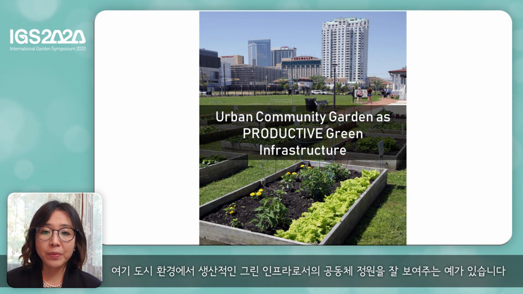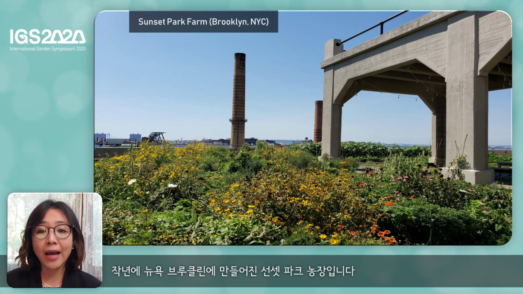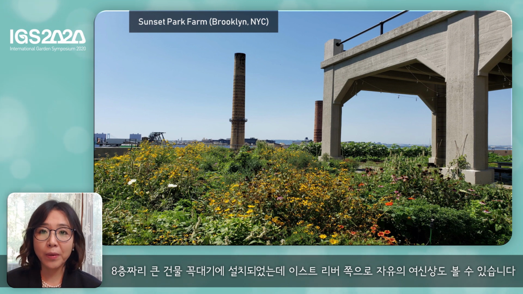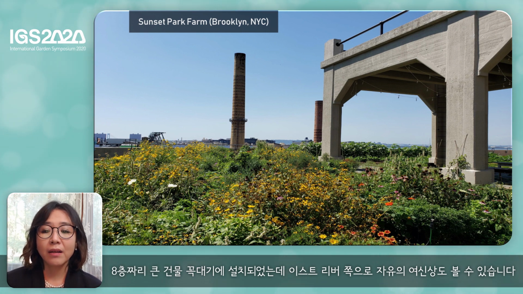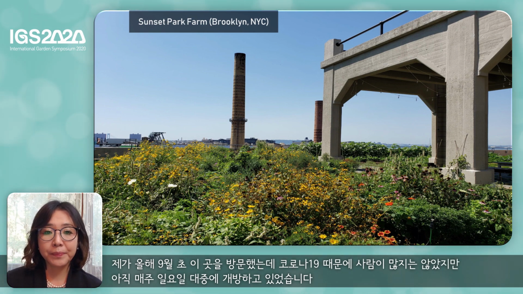So here's a prime example of a community garden as a productive green infrastructure in an urban setting. It's the Sunset Park Farm installed last year in Brooklyn, New York. It's on top of a large 8-story building. You can see the Statue of Liberty over the East River right from this place. When I visited here in early September this year, there were not many people because of COVID-19, but it is still open to the public every Sunday.